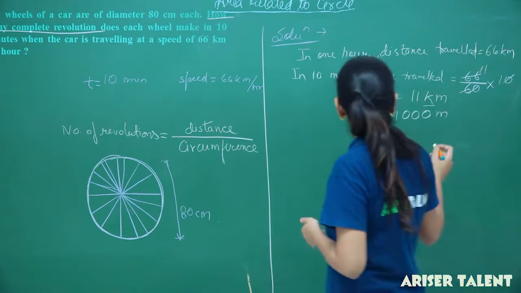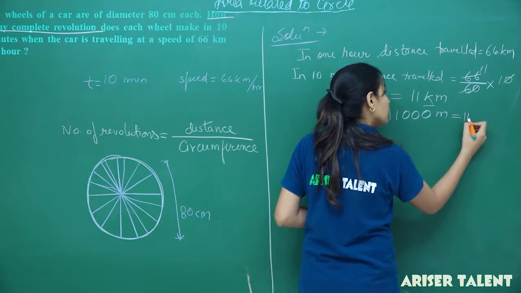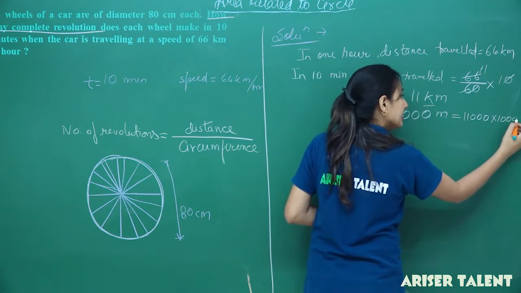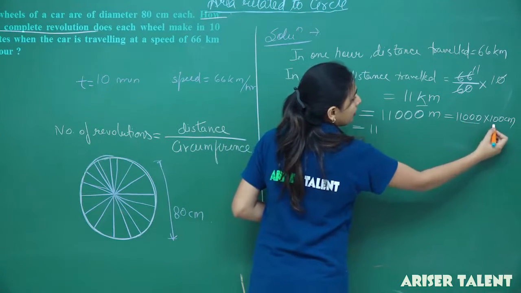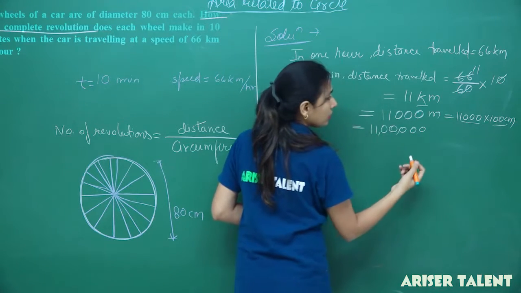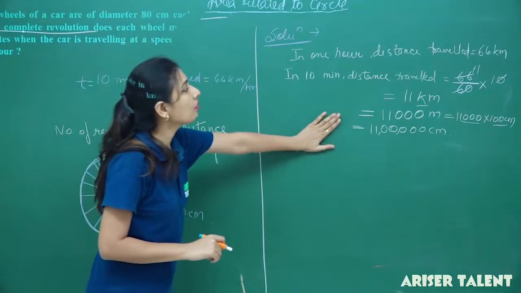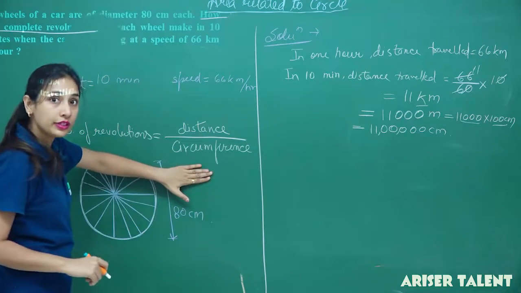Okay students, so this is 11,000 meter. In centimeter, that will be equals to what? 11,000 multiplied by 100 centimeters. Okay, so that will be what? Centimeters. Now I am having this distance. Now I should have the circumference.